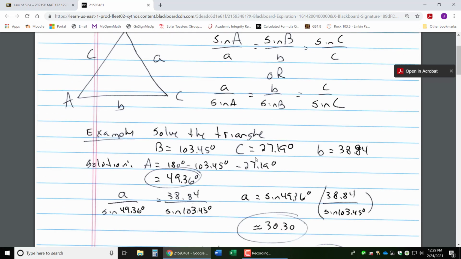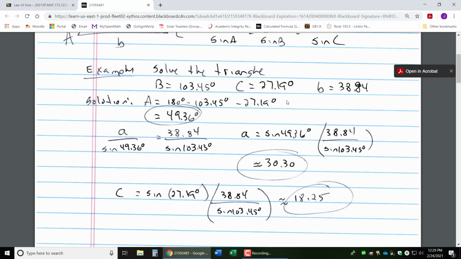We're given two angle measures and one of the sides that corresponds with one of the angles. That's always a clue that you're going to need the law of sines. But because we're given both angles to begin with, we can solve for the third angle just by subtracting from 180 degrees. Pretty easy to get that answer. And then we need the other two sides, so side A and side C. It doesn't make any difference what order you answer these in.